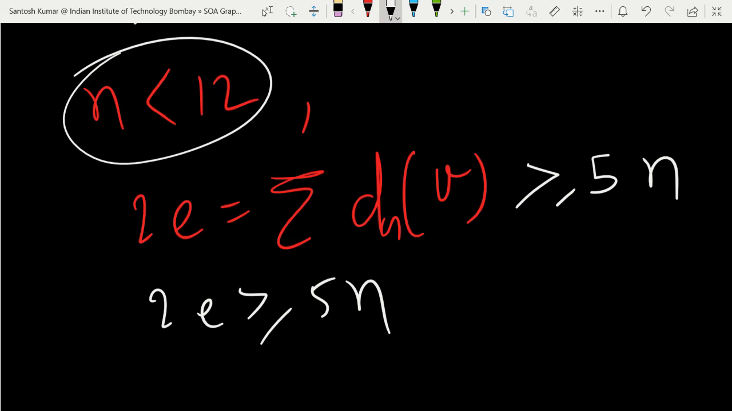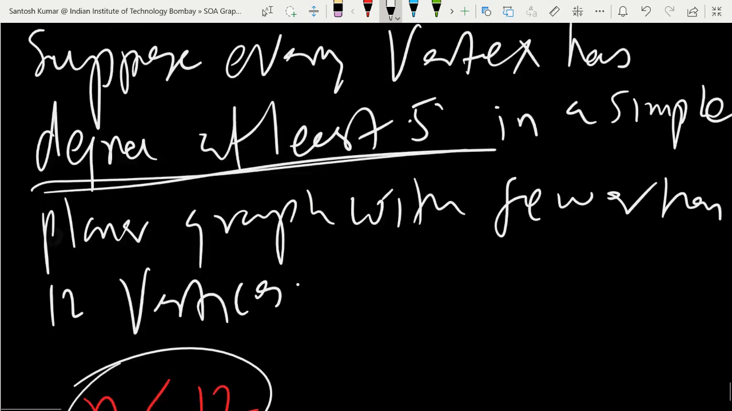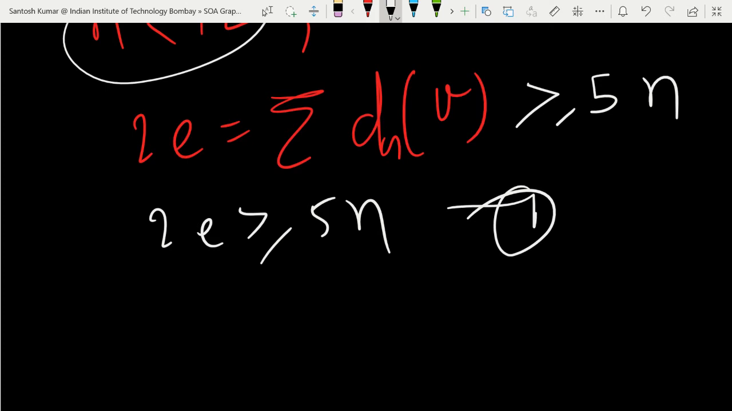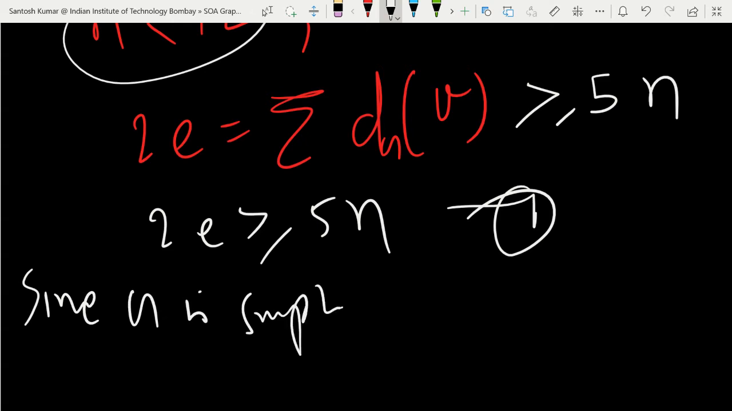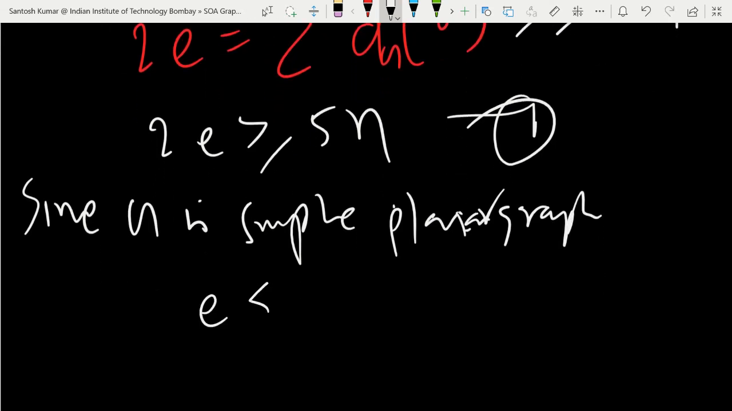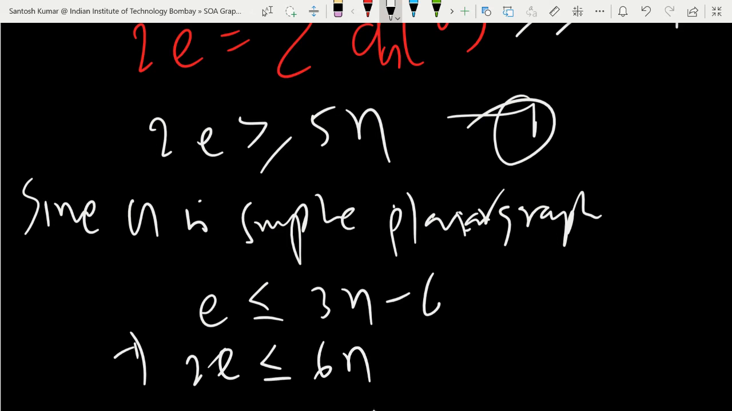And what do you know about this e, since it is a simple planar graph? This is the one result you use according to your statement. Since graph G is a simple planar graph, e has to be less than or equal to 3n minus 6, right? So if you multiply by 2 on both sides, 2e is less than or equal to 6n minus 12.